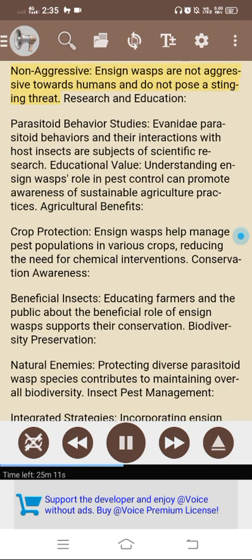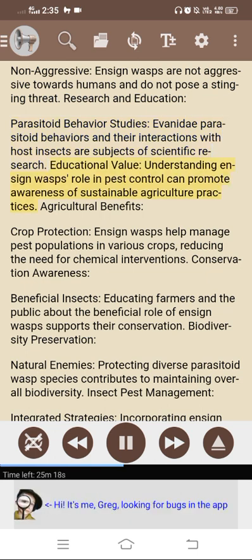Human interactions. Non-aggressive. Ants and wasps are not aggressive towards humans and do not pose a stinging threat. Research and education. Parasitoid behavior studies. Vanidae parasitoid behaviors and their interactions with host insects are subjects of scientific research. Educational value. Understanding ants and wasps' role in pest control can promote awareness of sustainable agriculture practices.